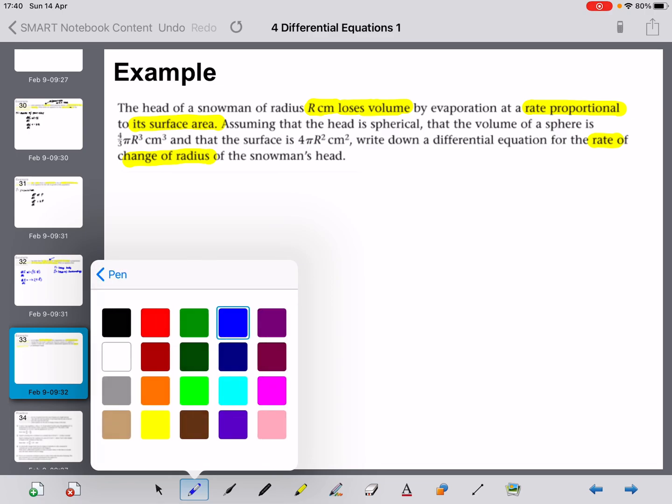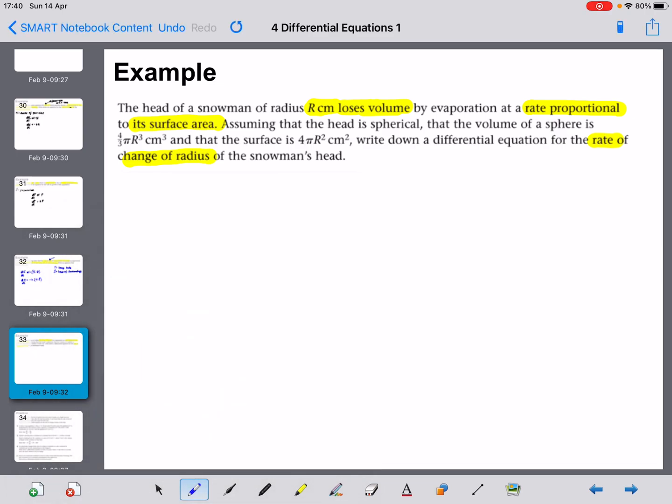Okay, so the head of a snowman of radius r centimetres loses volume by evaporation at a rate proportional to its surface area. Okay, so we'll let A be surface area.